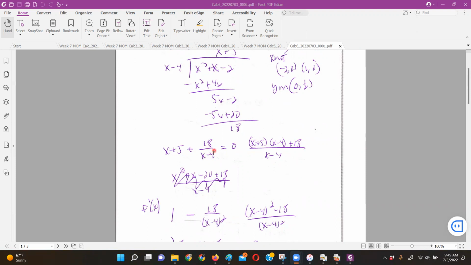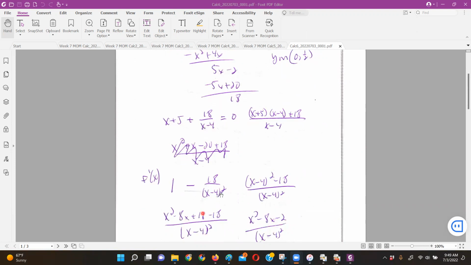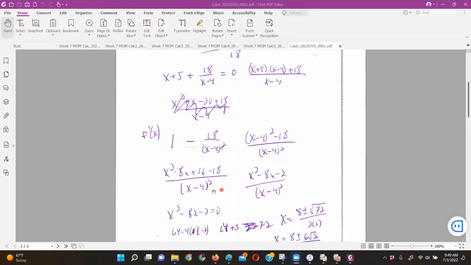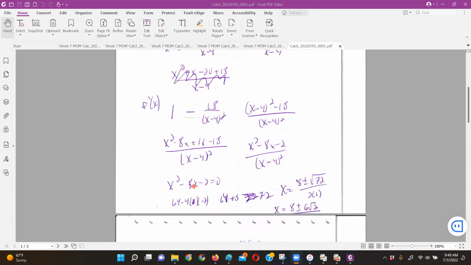All right, so anyways, I made this one fraction, so I multiplied this by the (x minus 4) squared, and then I guess I FOILed it out, didn't I? Now the issue is I could have extracted the square roots. Of course, the trouble with this is it doesn't factor, so I went with the quadratic formula.